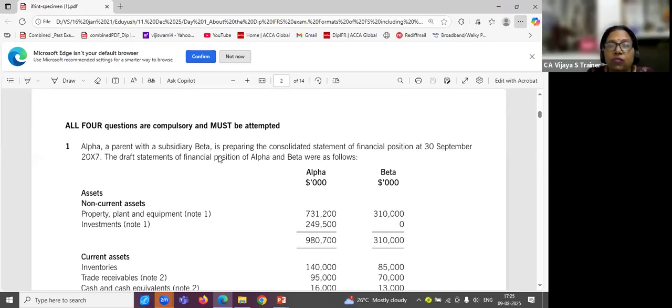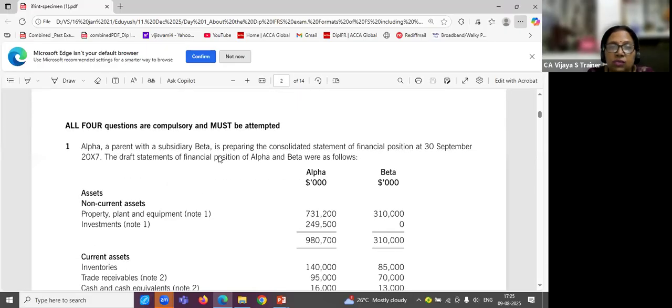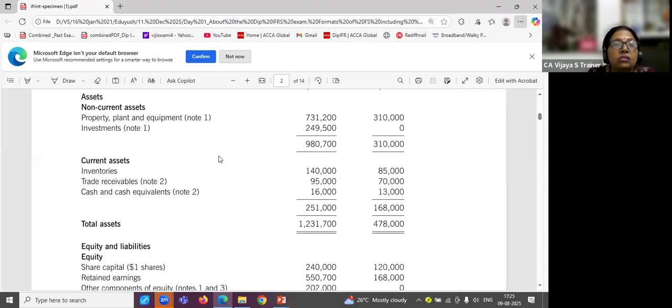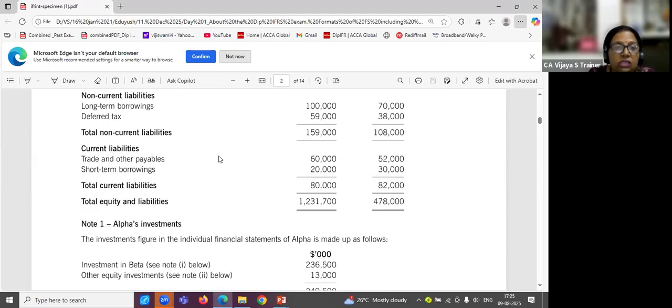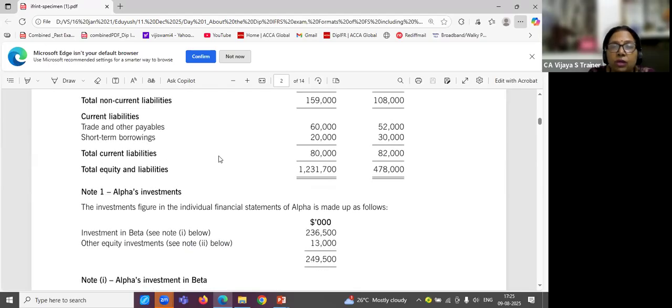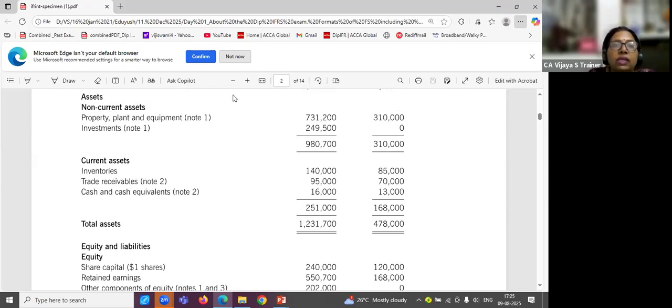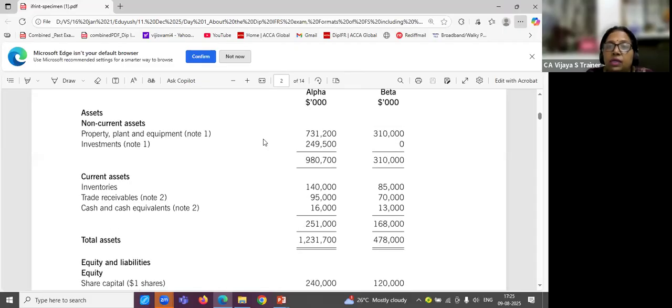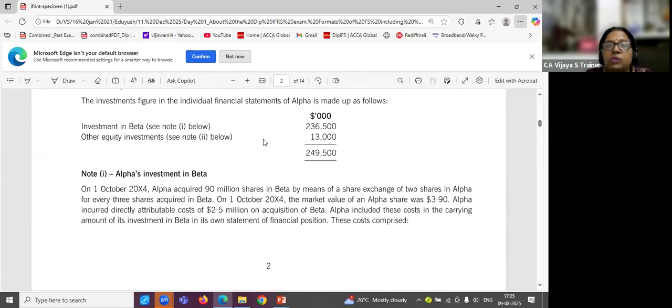And they give you the draft SOFP of Alpha and Beta as on a particular date, 30th September 2007. And they gave you their balance sheets. Below that, they give you a few notes. The first note is on the investment of Alpha. It says 249,500. And if I look at the balance sheet of Alpha, I have this line, investments. Its breakup is given in the note. Now, definitely this should include the investment made in the subsidiary Beta. So here he gives you the breakup of what those investments are.